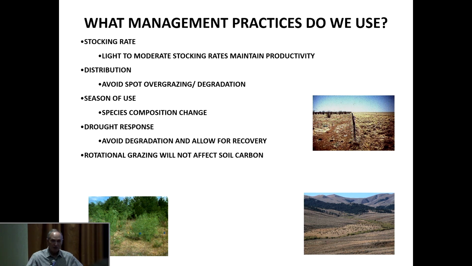I couldn't have made the point better than the C3, C4 graph. C3, cool season grasses. C4, warm season grasses. We can manipulate livestock and we can use burning to manipulate the mix of those things. But as the climate changes and gets warmer and drier, we're going to shift more towards C4 grasses. C4 grasses are probably going to respond less to that higher CO2.